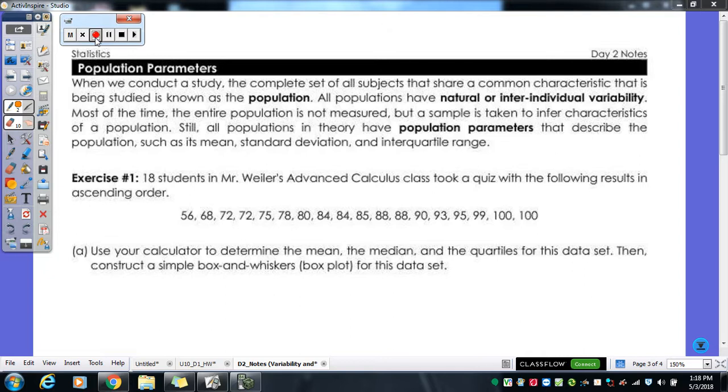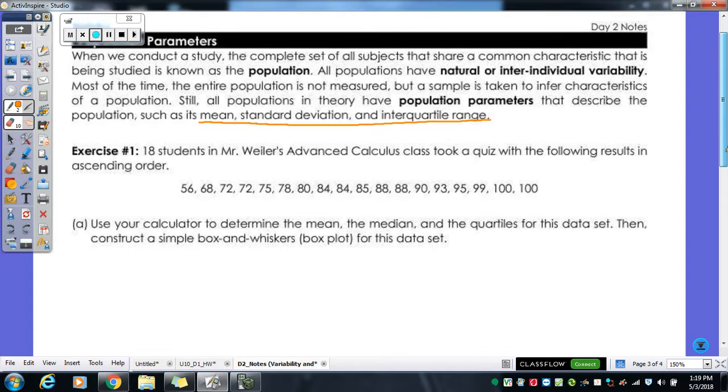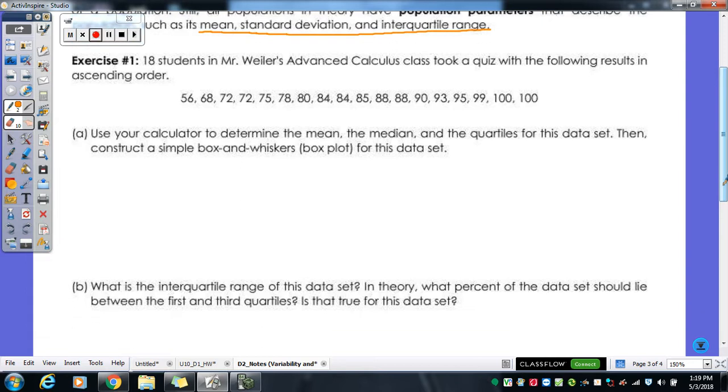Still, all populations in theory have population parameters that describe the population. Those would be things such as the mean, standard deviation, and interquartile range. So we're going to practice finding these things once again to hopefully solidify that in your head. We have 18 students in Mr. Weiler's advanced calculus class who took a quiz with the following results in ascending order. They got from 56 up to a couple of hundred. Use your calculator to determine the mean, median, and the quartiles for this data set. Then construct a simple box and whiskers plot for this data set.